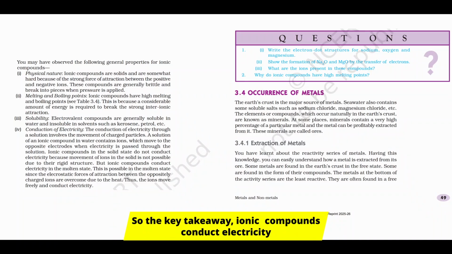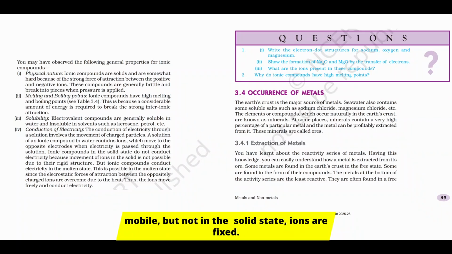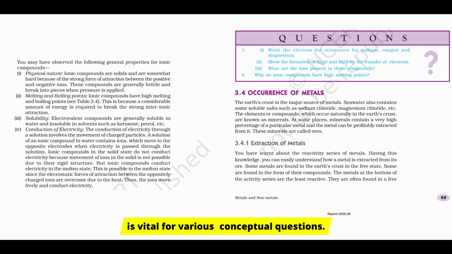So the key takeaway, ionic compounds conduct electricity when molten or dissolved in water. Ions are mobile, but not in the solid state. Ions are fixed. Understanding this state-dependent conductivity is vital for various conceptual questions. It's a recurring theme in exams.